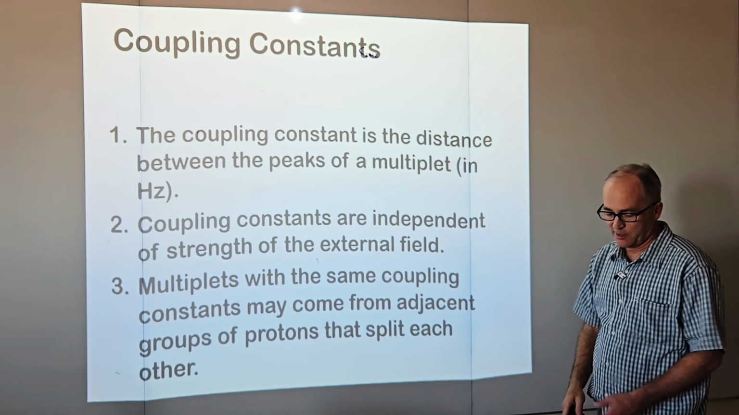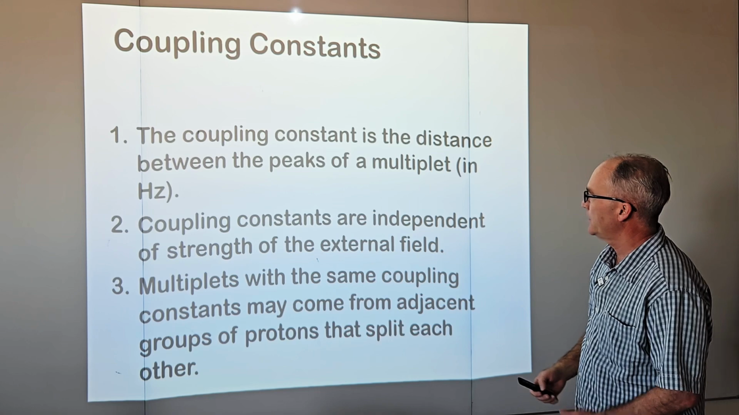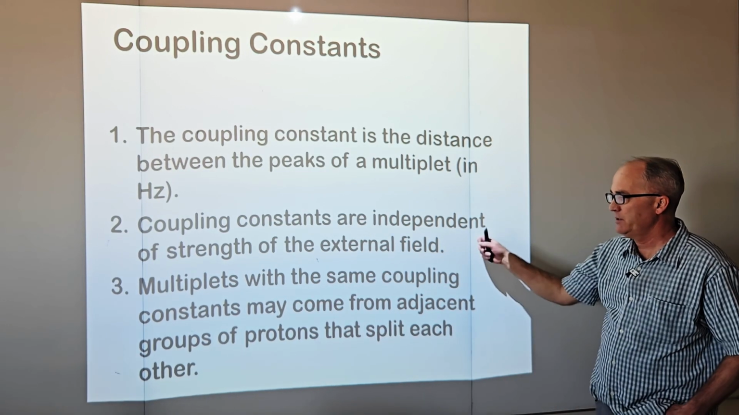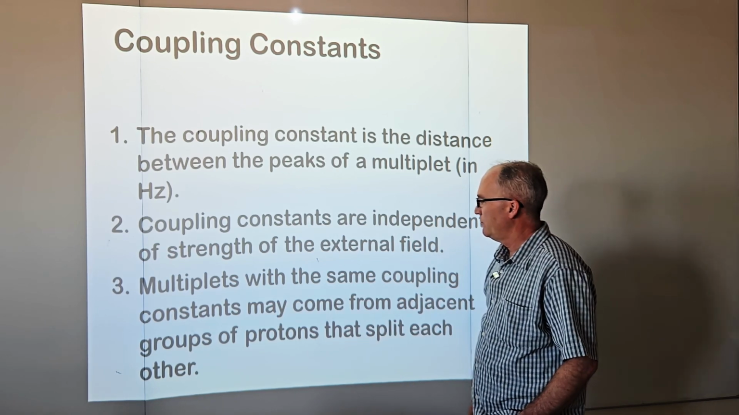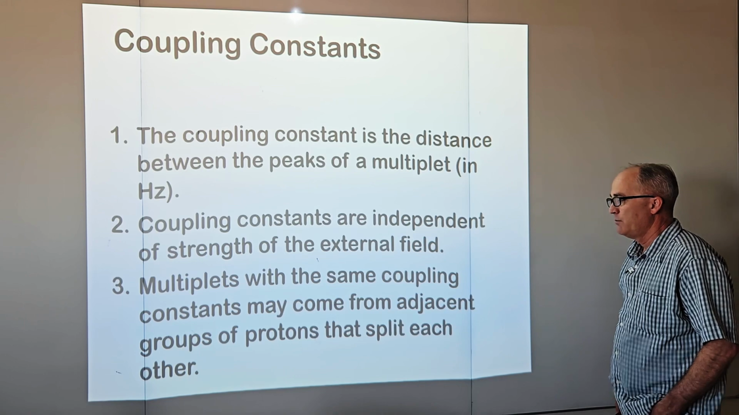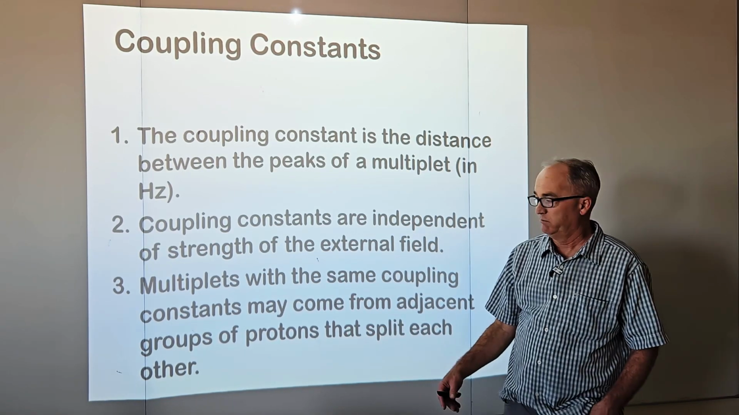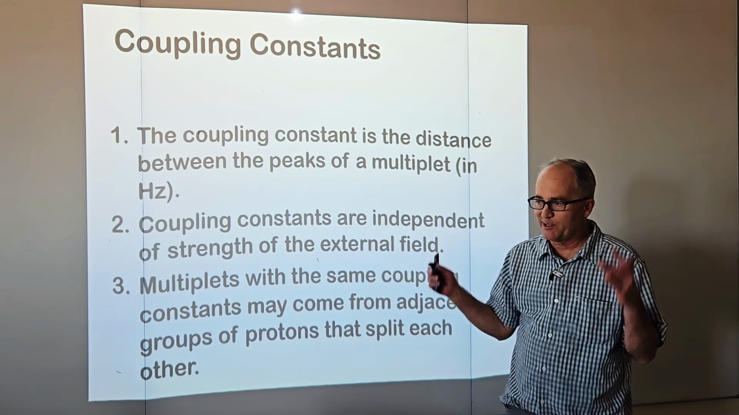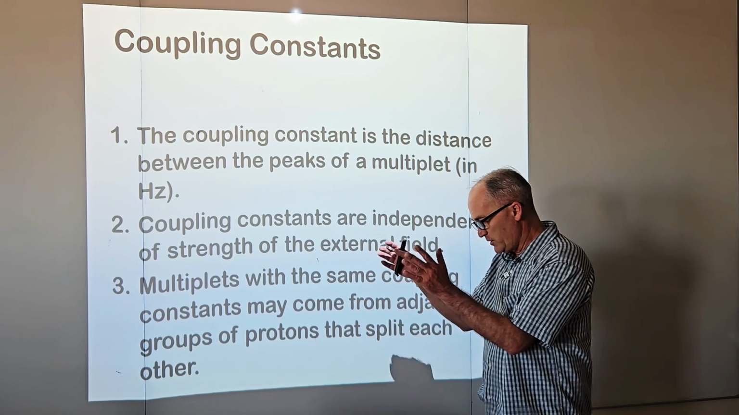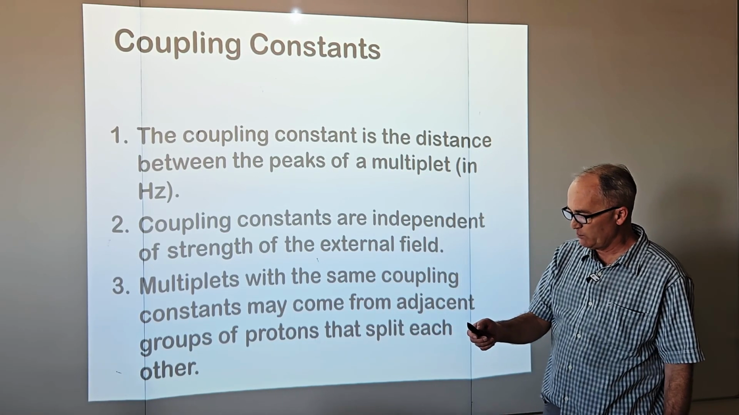Coupling constants. What is a coupling constant? The coupling constant is the distance between the peaks of a multiplet. Given in Hertz, coupling constants are independent of strength of the magnet. Multiplets with the same coupling constants may come from adjacent groups of protons that split each other. Well, I don't like that word may, and the whole reason we go through this is because that's the beauty of it. If you see a bunch of different peaks, how do you put together what is splitting what?